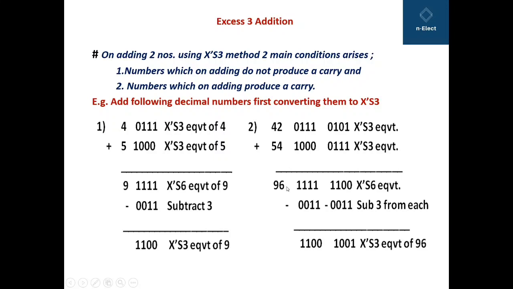Therefore, we have to subtract 3 from this side and 3 from this side. Means from the separately obtained results, we will have to subtract 3. So when we subtract 3 from here and 3 from here, we get the result 1100, 1001, and this is the XS3 equivalent of 96. How is it? For 9, the XS3 is 12, and this 1100 is nothing but 12. XS3 of 6 is 9, and 1001 is nothing but 9. So this is how the XS3 addition is done. We will see some more examples.